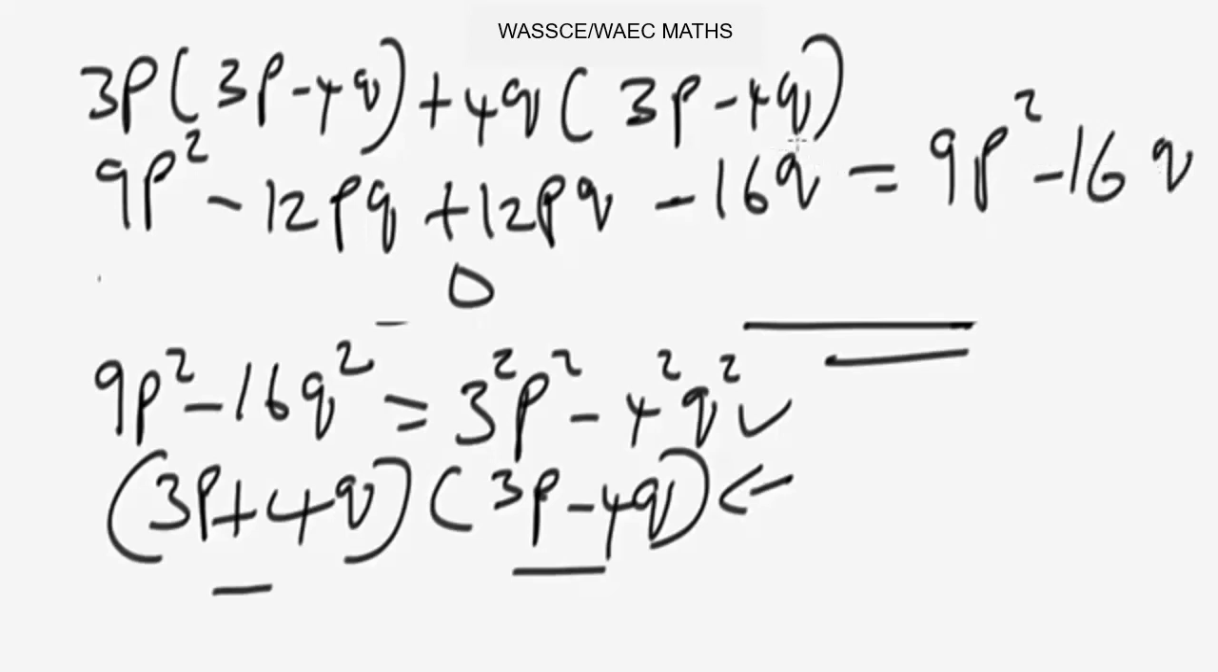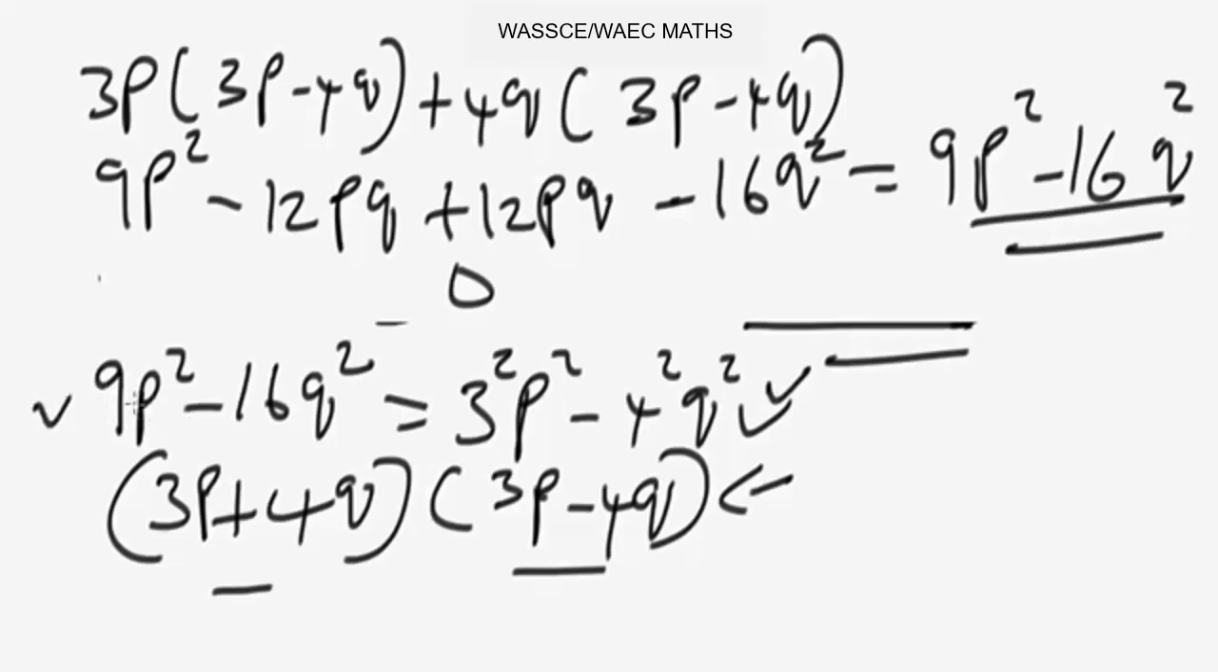Sorry, we're going to have a square here. 4q times minus 4q gives us minus 16q squared. So this will be the answer. Alright, guys, as you can see, this is the same as what we have here as the original question. So that's basically how to deal with this kind of problem. This is how to factorize it.